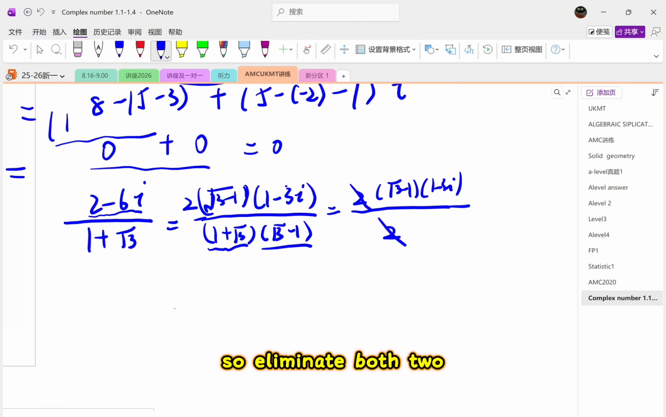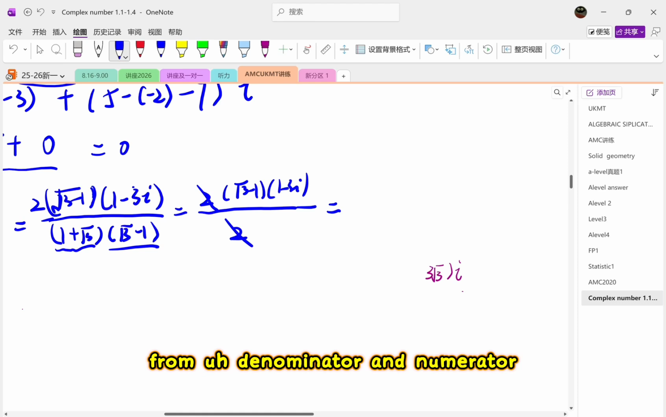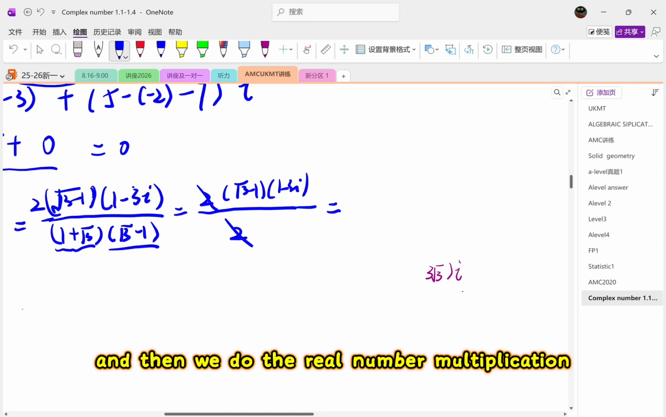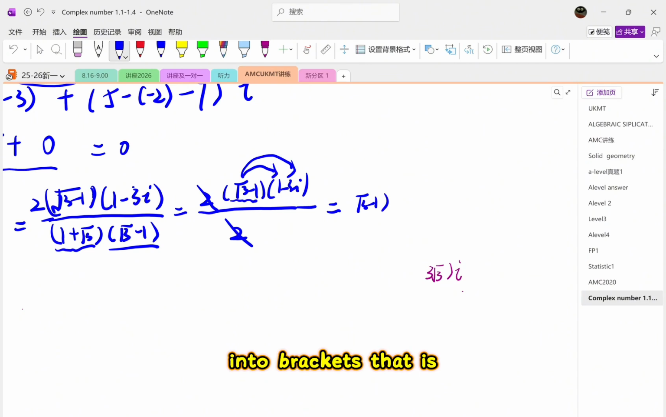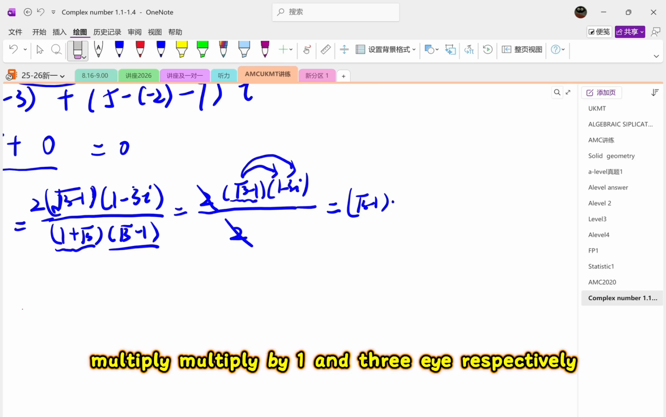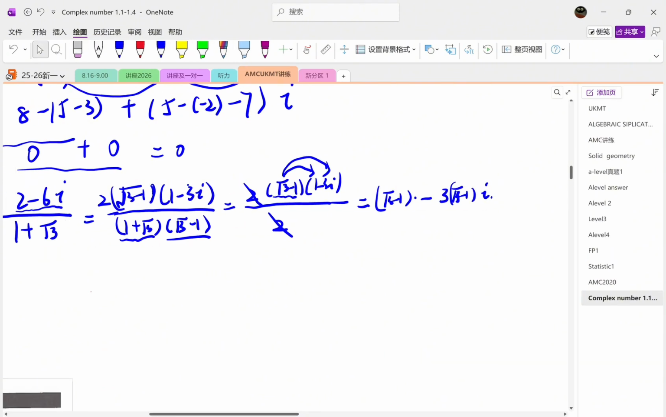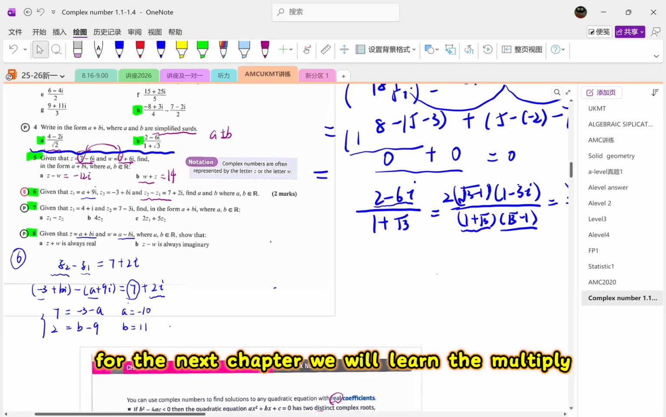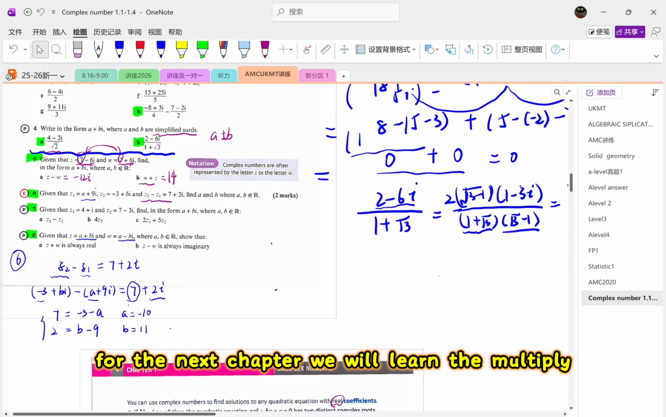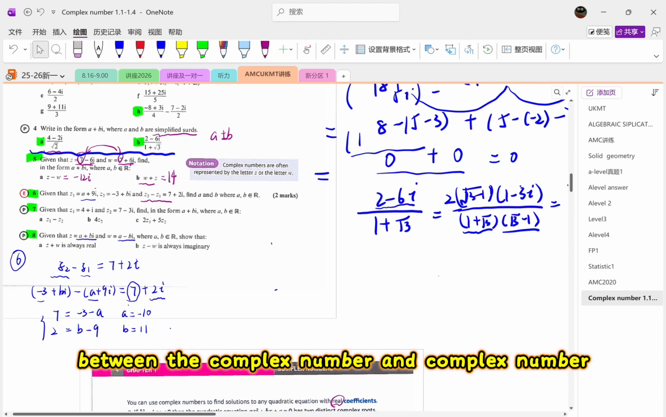So eliminate the 2 from both denominator and numerator. And then we do the real number multiplication. Distribute this expression into brackets, that is, multiply by 1 and 3i respectively. So that's the final answer. For the next chapter, we will learn the multiplication between complex numbers.